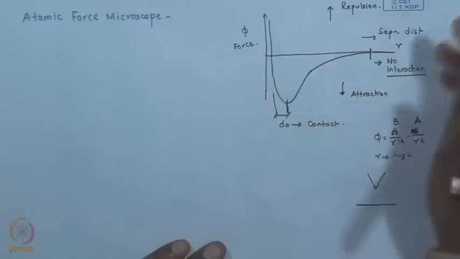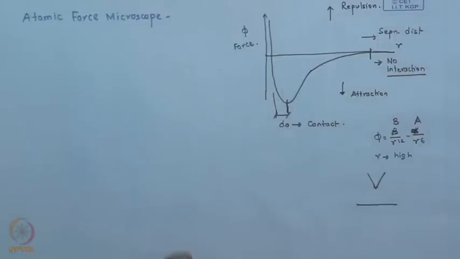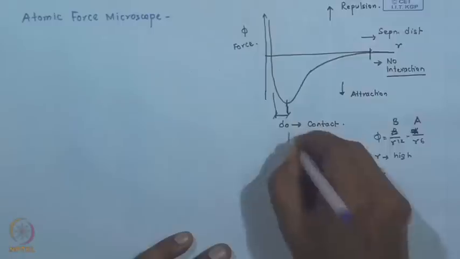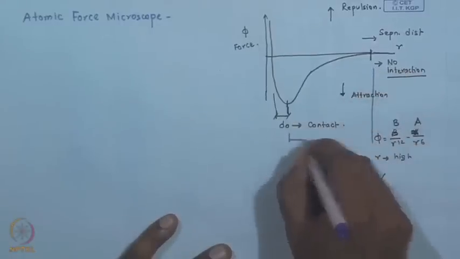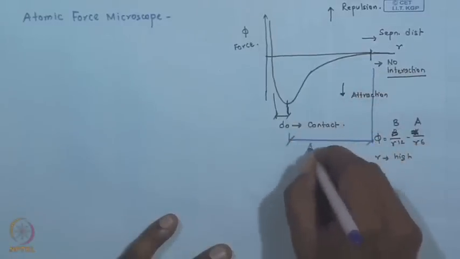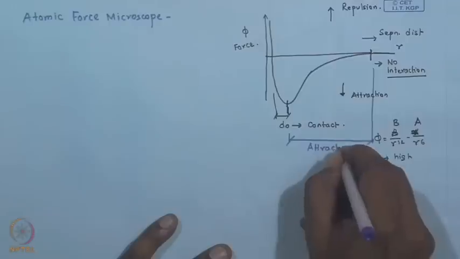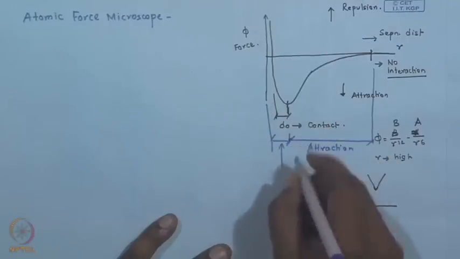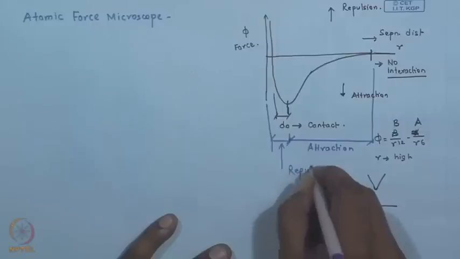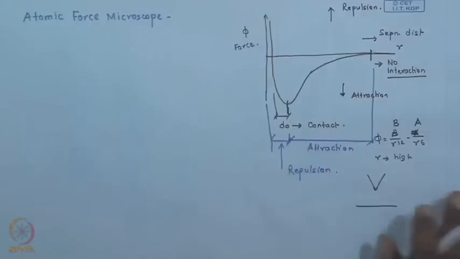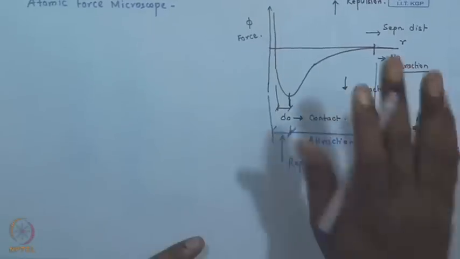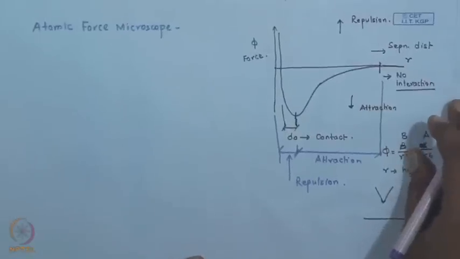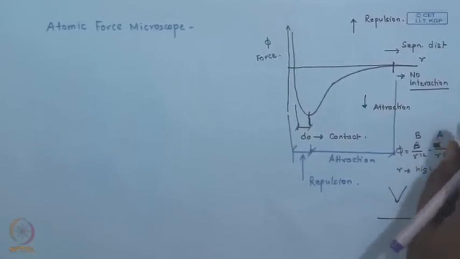So for higher r, there is no interaction whatsoever. Then you have a significant range over which you have an attractive interaction. And then beyond this zone, you have repulsion. I will assume that you understand the origin of this particular curve, and based on that, we are going to discuss.